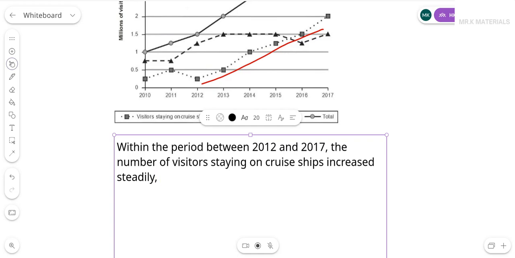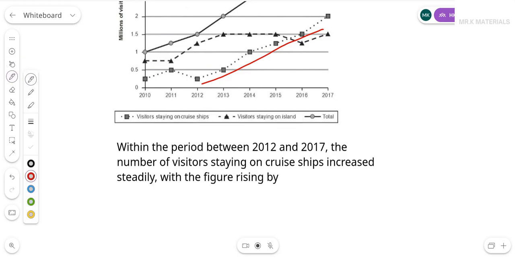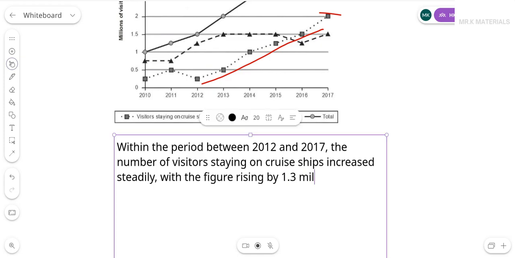All right, with, where is it? I don't want to repeat the number with staying on cruise ship, so I'll just use one word to replace this: with the figure. All right, rising from. Now I don't want to use from again. Let's say just by. So it's 0.7 increasing to 2 million. Okay, 0.7 to 2 million is 1.3 million, right? Rising by 1.3 million. That's it. With the figure rising by 1.3 million.